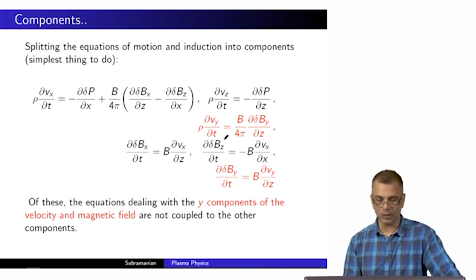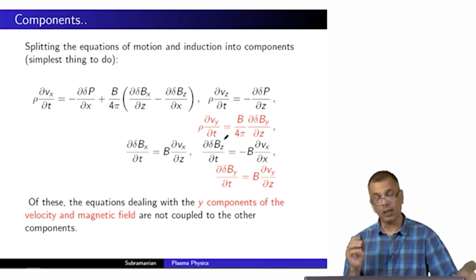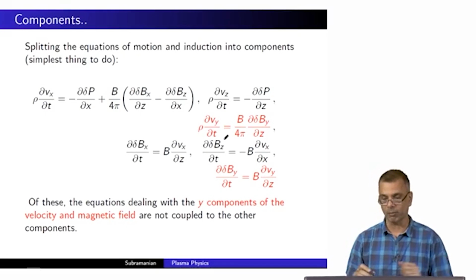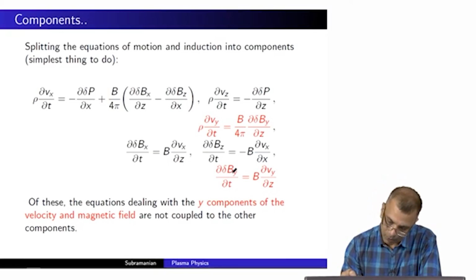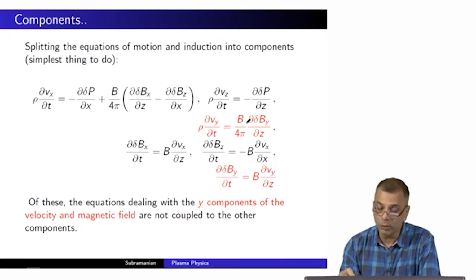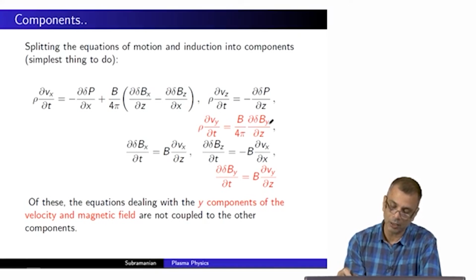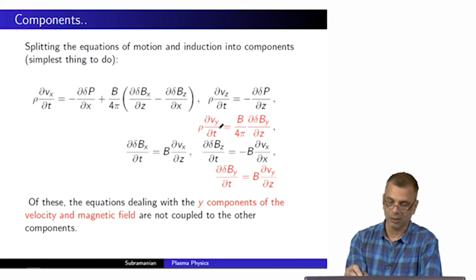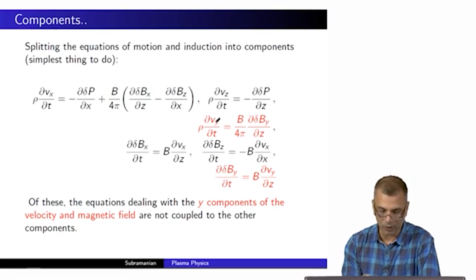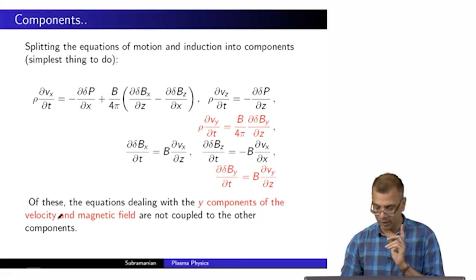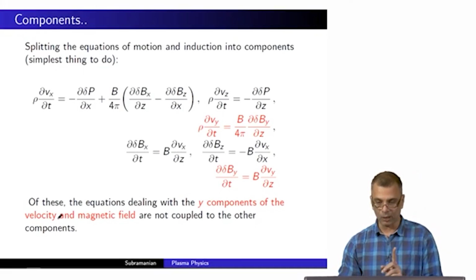The y components of the velocity and magnetic field are not coupled to any of the other components. You see, you have Vy here and you have delta By here. You have delta By here and Vy here. They don't talk to, there is no appearance of delta Bz or anything, or for that matter Vz in these two equations. So that's what one means by saying that the y components of the velocity and magnetic fields are not coupled to the other components.